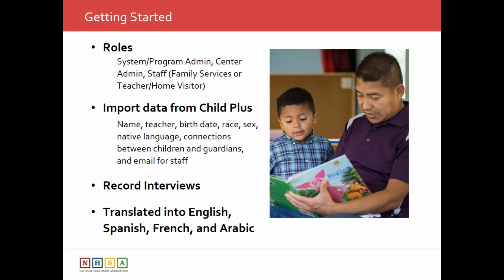So if you're interested in subscribing to this after this webinar, basically what you'll need to know is there are three roles for how programs engage. One is each program would have one person identified as a systems administrator, and they would control all the access. Then there would be someone at the center level who would oversee it, and then you'd have the line staff who are conducting the interviews, whether it's family service staff or teachers, home visitors, and so forth.